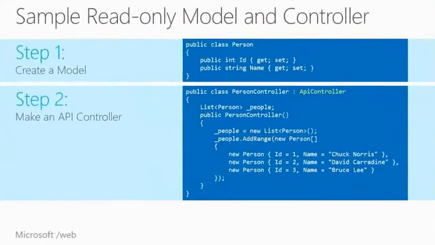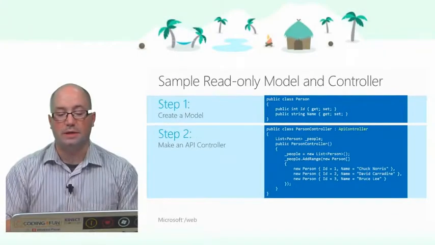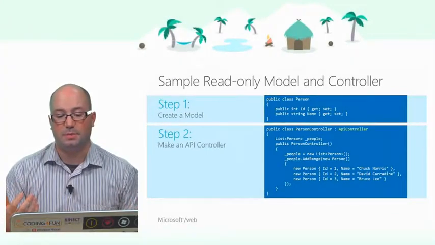So as an example here, we've got a person class, which just simply has an ID and a name. In this particular instance, to create the controller, which is the only other piece that you really need to do inside your project, we're going to inherit from API controller. That gives us all the love that we get from Web API. And in this particular case, all we're doing is returning a list of people.